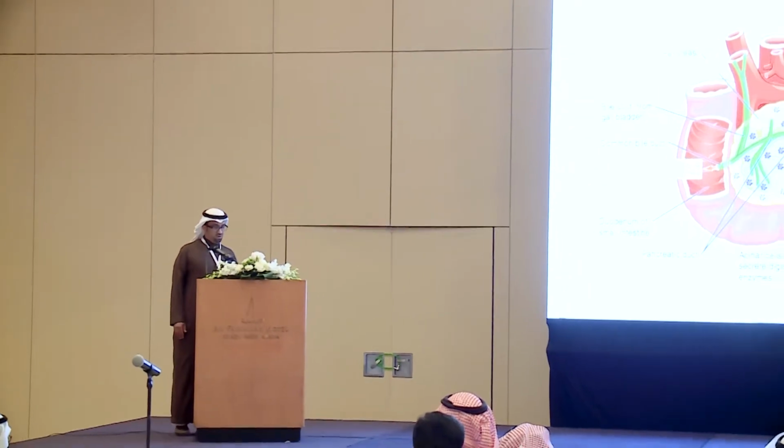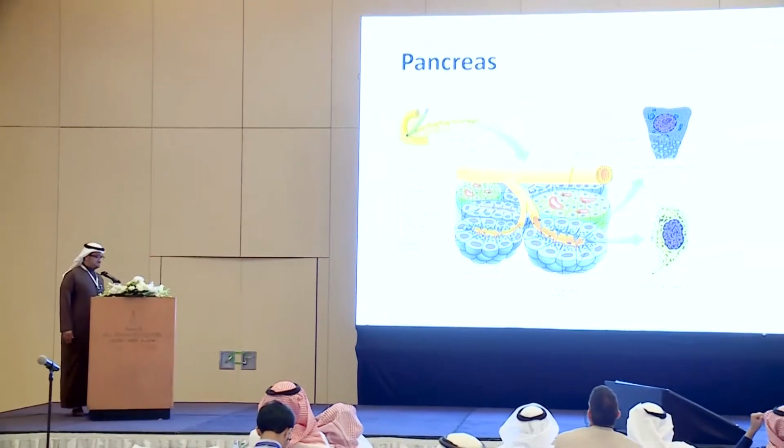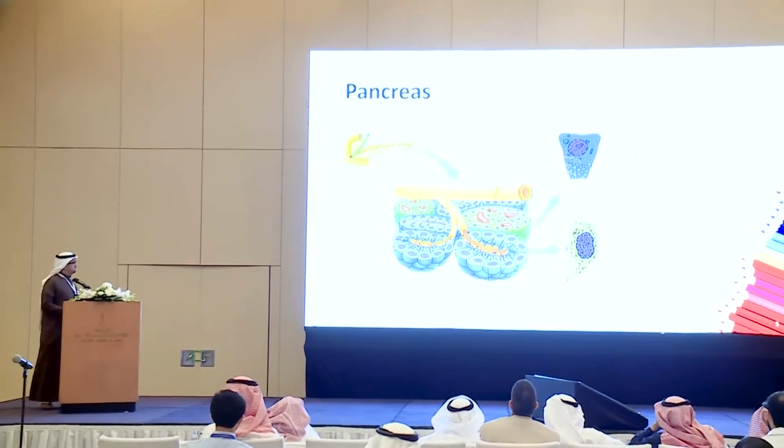So the pancreas, we know, is divided into the exocrine and the endocrine. Our part is the exocrine, which comes from the acinar cells and gives the enzymes we need for digestion, while the islet cells give the endocrine functions. So this is our target here.